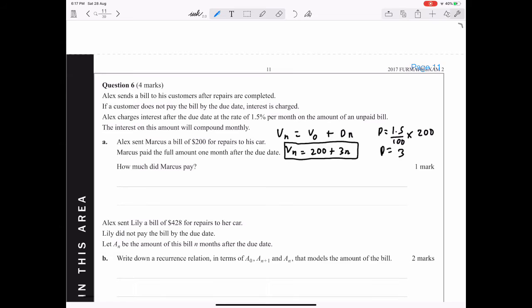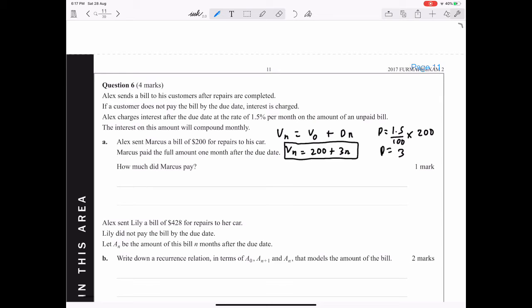Question 6, Alex sends a bill to his customer after repairs are completed. If a customer does not pay the bill by the due date, interest is charged. Alex charges interest after the due date at the rate of 1.5% per month on the amount of an unpaid bill. The interest on this amount will compound monthly. Alex sent Marcus a bill of $200 for repairs to his car. Marcus paid the full amount 1 month after the due date. How much did Marcus pay?